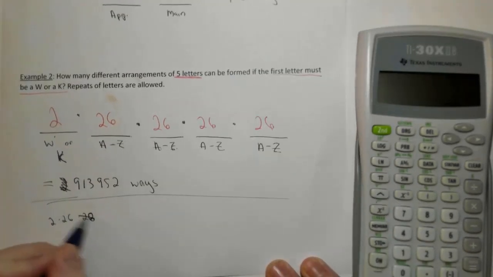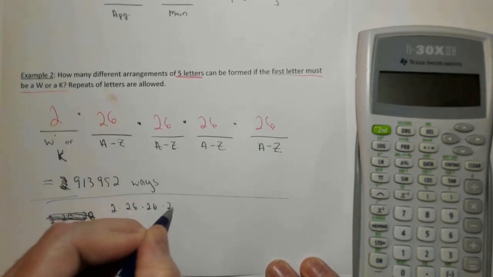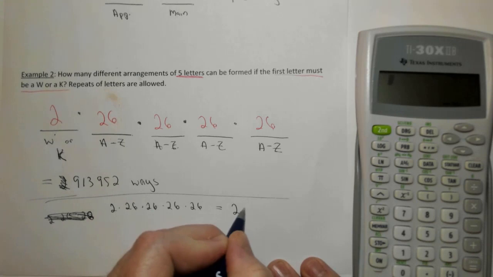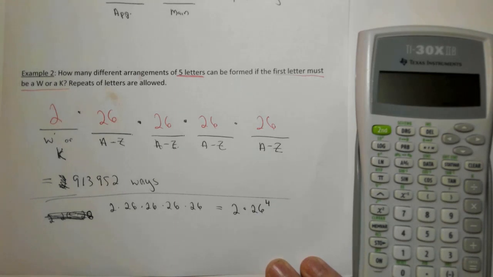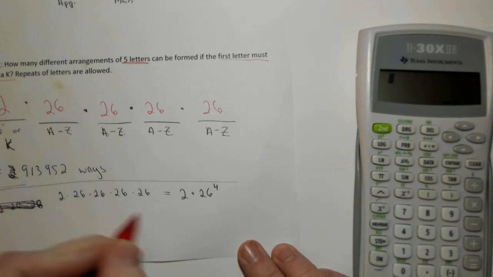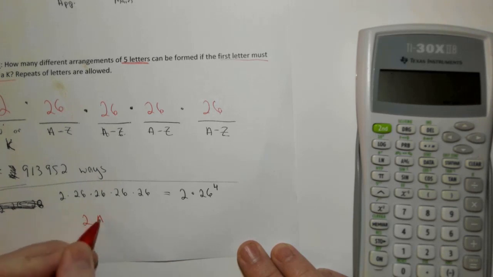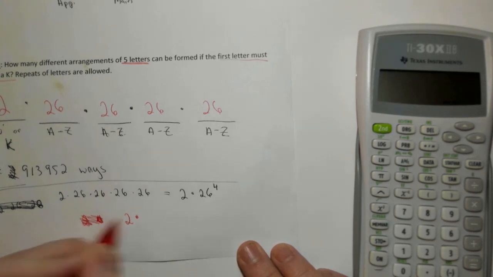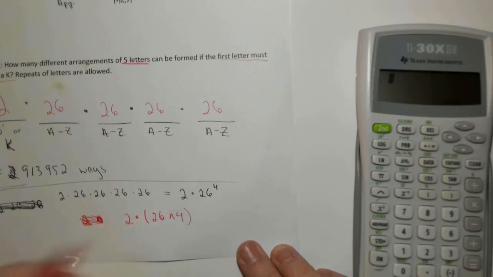2 times 26 times 26 times 26 times 26 is equal to 2 times 26 to the 4th. The way we calculate that on the calculator is I'm going to type it in the following way. Not caret, we're going to multiply first, so let's just start over. 2 times 26 caret 4.